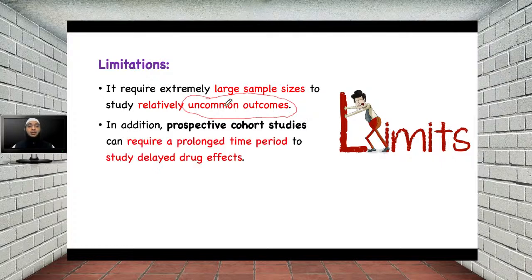The second limitation is that prospective cohort studies, which are currently ongoing studies, can require a prolonged time period to study delayed drug effects, because there are many drugs which don't produce an instant effect but a delayed effect. If you want to study those delayed drug effects, then obviously you need to conduct the study for a prolonged time period. So these are very tedious studies. It takes more time to understand delayed drug effects using the cohort study. So these are two important limitations of the cohort study.